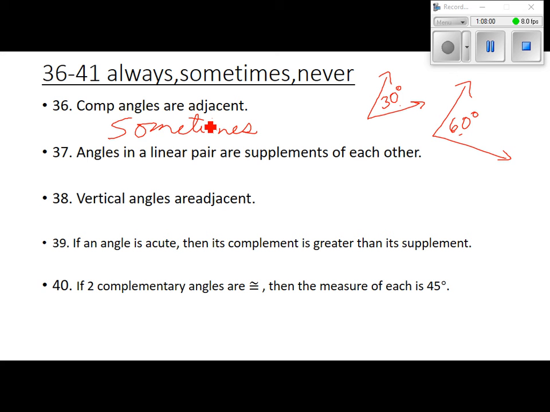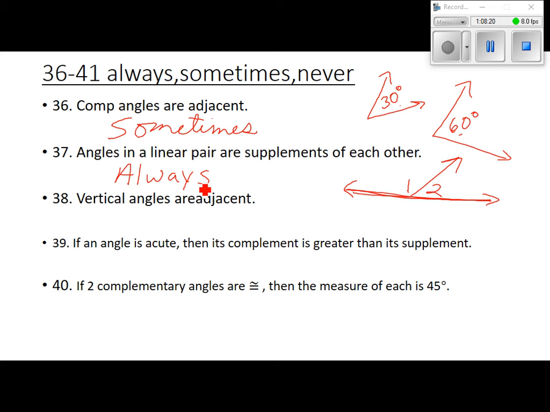Angles in a linear pair are supplementary to each other. If two angles form a linear pair, so if I draw this, no matter how I draw it, and I draw another ray in here, and I got angle 1 and angle 2, together they form a line. They're always going to be supplementary.